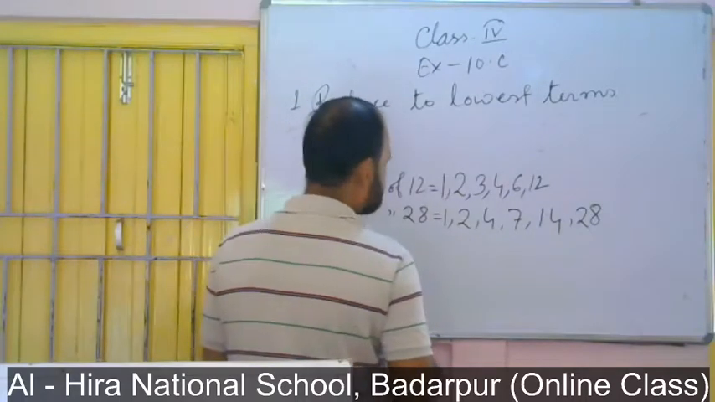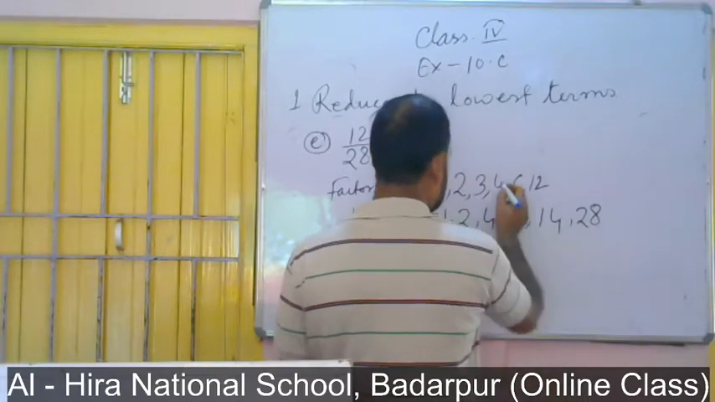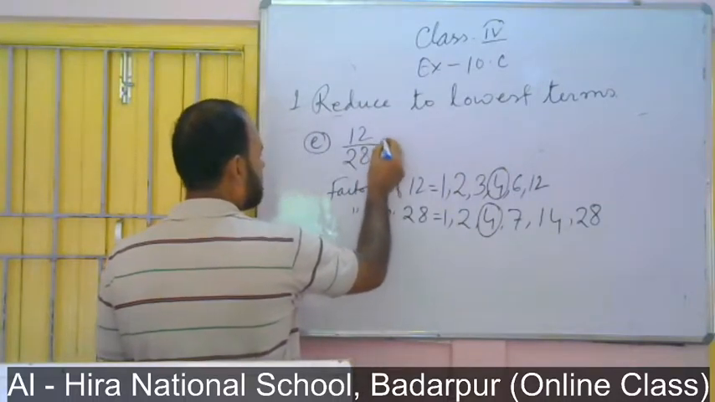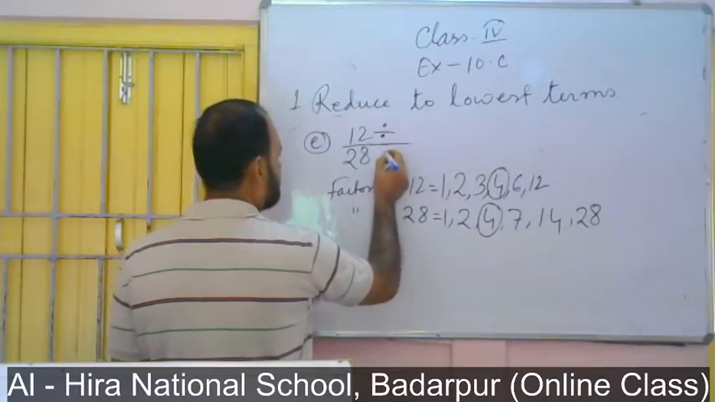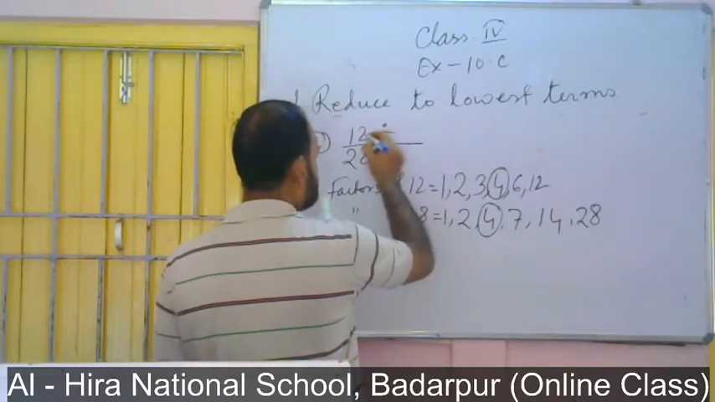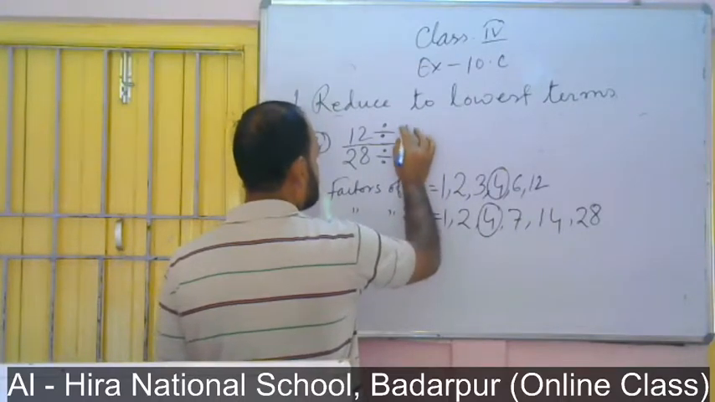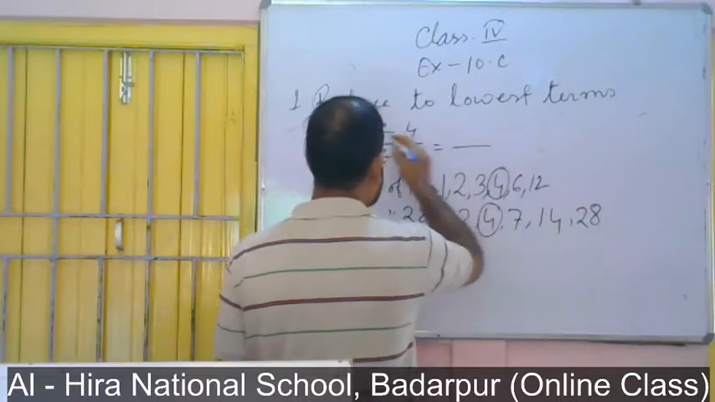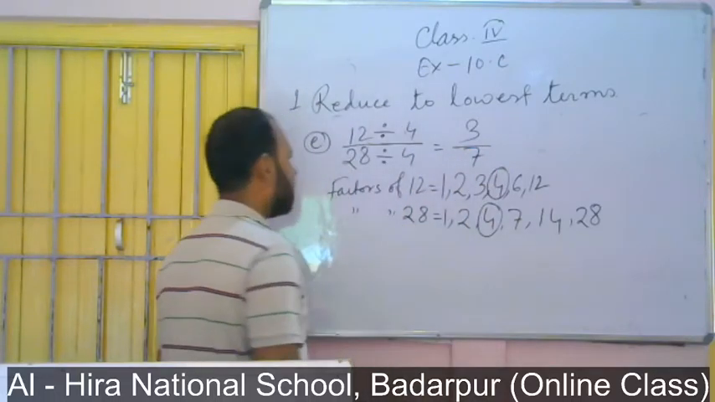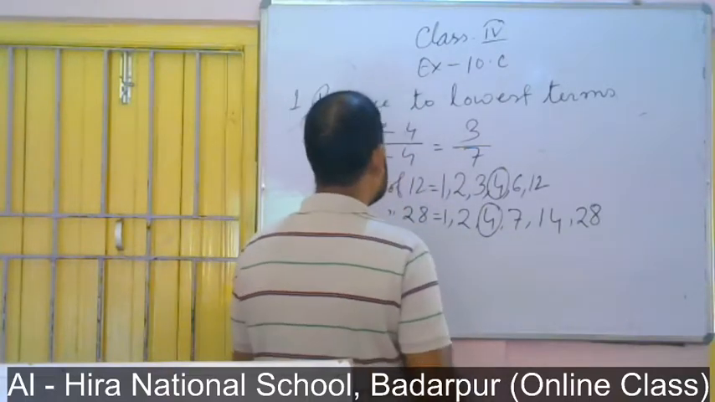Now the highest common factor is 4. So we divide by 4, both numerator and denominator. 4 times 3 is 12 and 4 times 7 is 28. So the lowest term is 3 by 7.